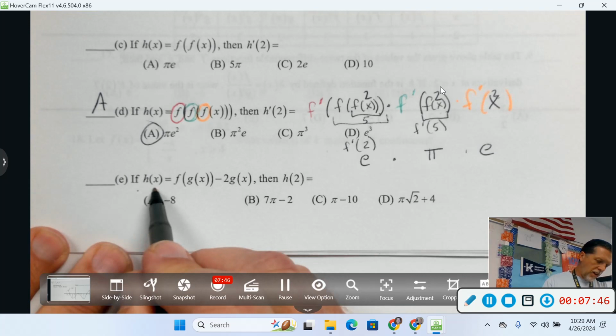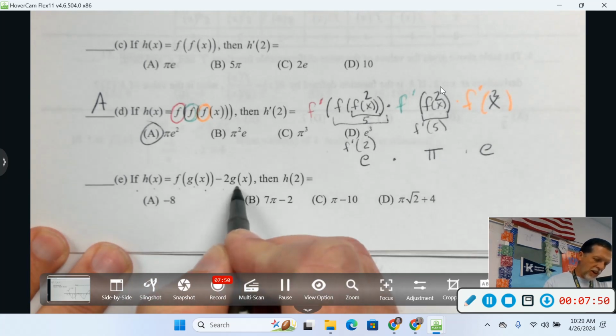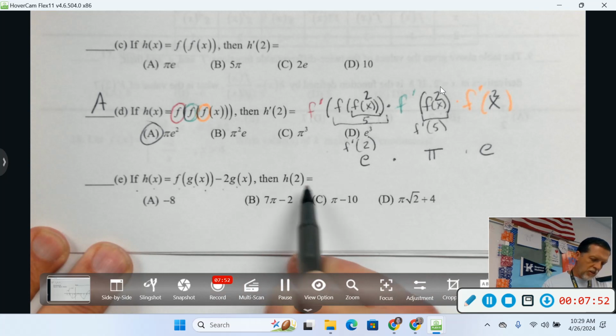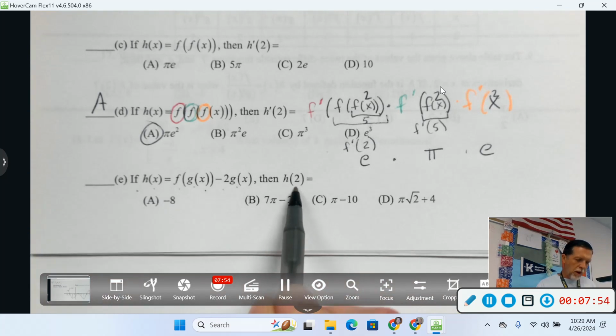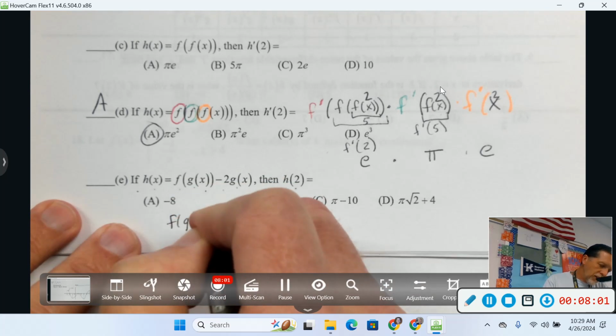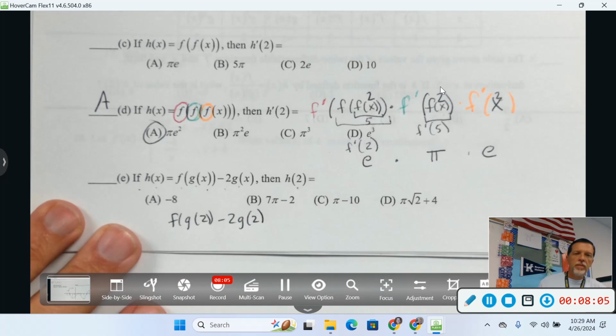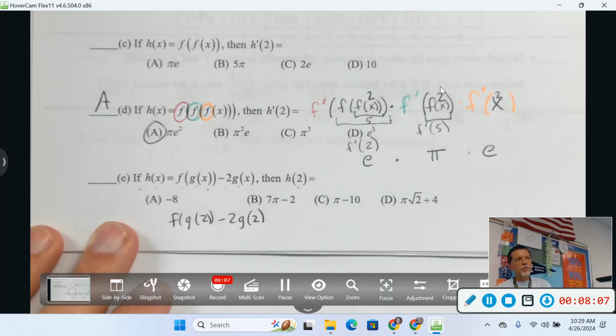Question E. If h of x is f of g of x, so that's a chain rule thing, minus 2g of x, then h of 2, I wonder if that's supposed to be h prime of 2. Oh, it doesn't say h prime, it just says h of 2. So f of g of 2 minus 2g of 2. We get so locked in on doing derivatives, we might overlook that this one's not a derivative.